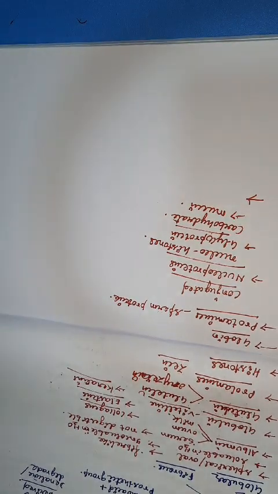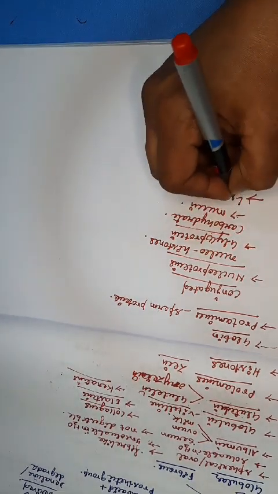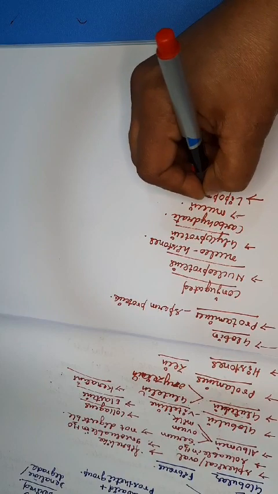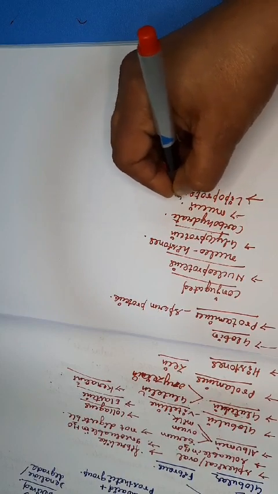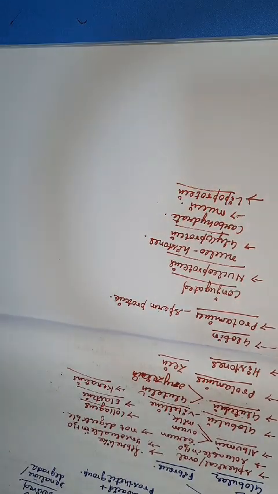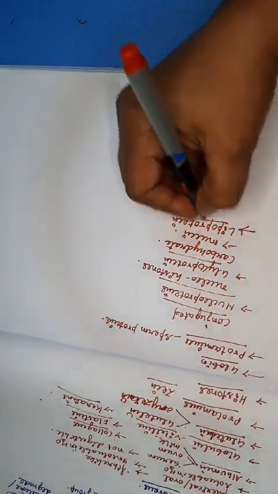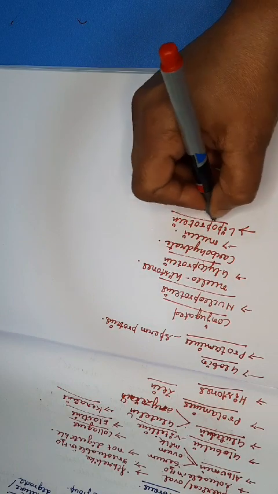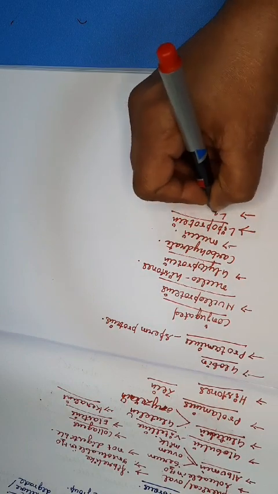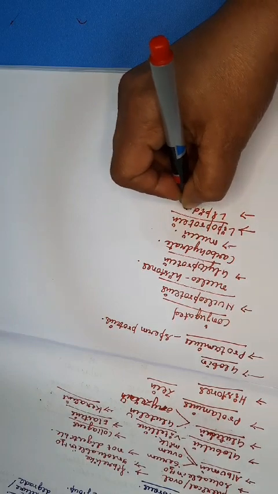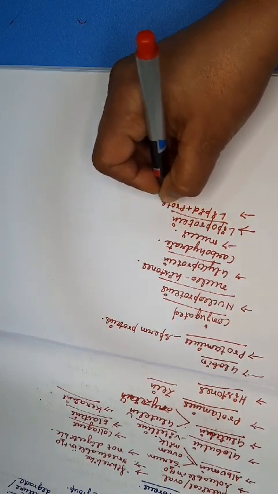The third category will be lipoprotein. The name itself indicates lipids are present here as the prosthetic group. So here the example will be serum lipoproteins. In the membrane structure of the plasma membrane, we have studied about lipoproteins. So lipoproteins are lipid plus protein. Definitely they come under the conjugated category.